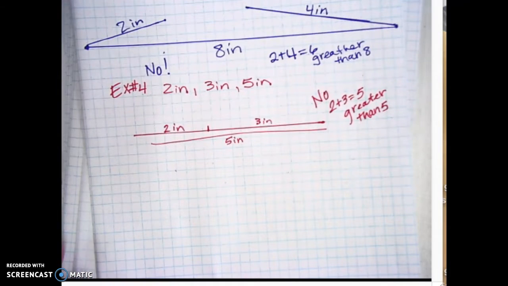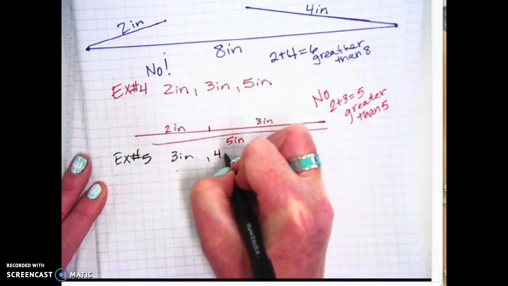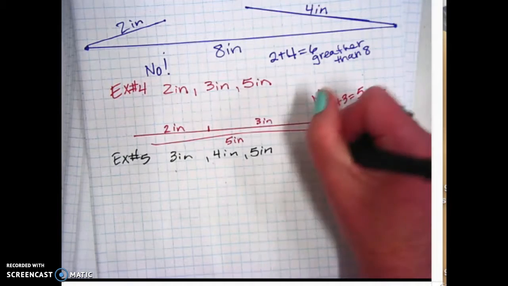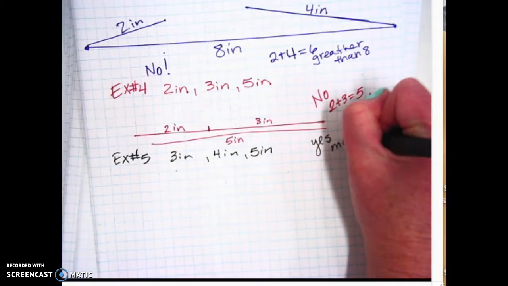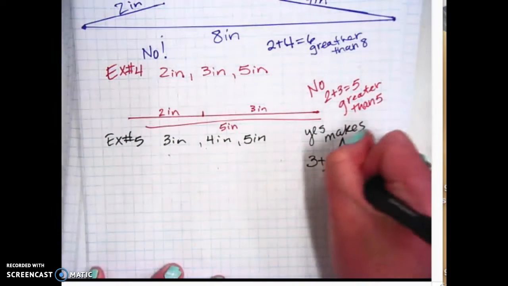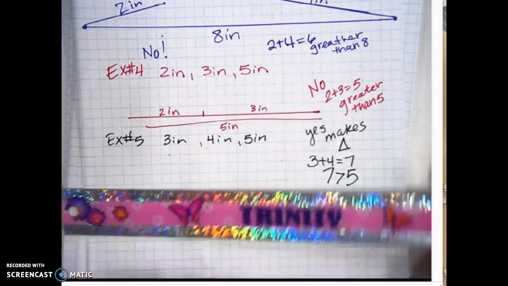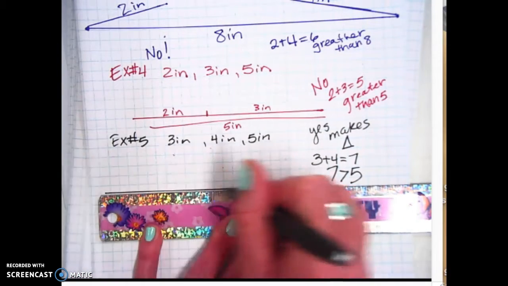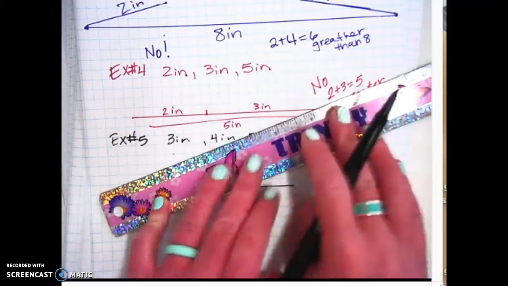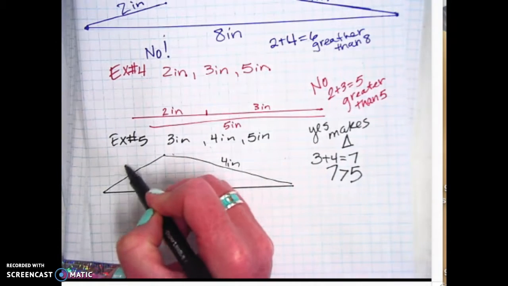So example number 5, can we make a triangle out of 3 inches, 4 inches, and 5 inches? The answer to this one is yes. This will make a triangle because 3 plus 4 is what? 7. And 7 is greater than 5. Okay? So if I take my ruler and I draw a side of 5 inches, and then I go 3 inches up this way, and then I would have 4 inches this way, it actually ends up making a right triangle.